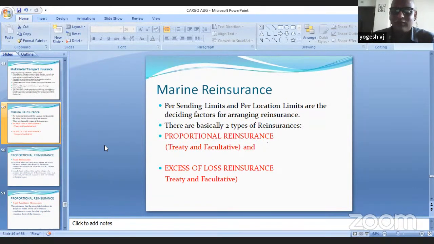Everyone is aware of what is facultative reinsurance. It is case to case basis. I will present a case to the reinsurer. The reinsurer will analyze the case and he will decide whether he has to take it or not. That is facultative reinsurance. Treaty reinsurance is once the treaty is signed between me and the reinsurer, whatever risks I'm going to underwrite under that particular treaty has to be covered straight away by the reinsurer. Excess loss reinsurance is triggered after a certain event. Excess loss. Let us just go through it.